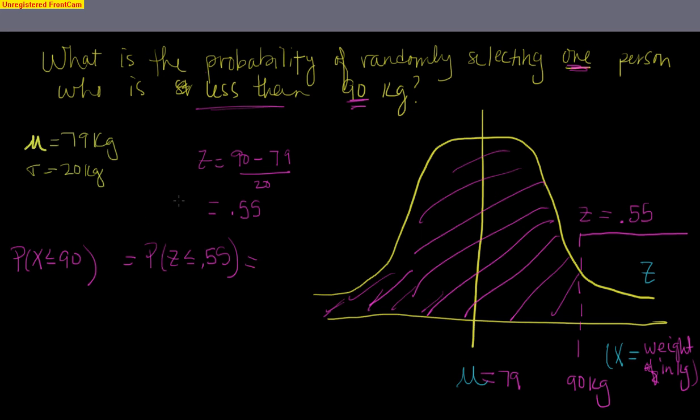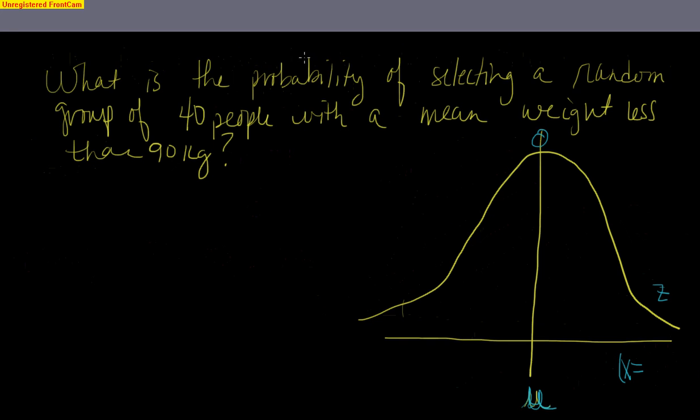That's going to equal, I go to my z table, which I'm not going to pull up now because we did that a lot in the previous video. It equals 0.7088, all right? So the answer to that question is the probability of randomly selecting one person who's less than 90 kilograms is about 71%. Okay, so that's review. All right, well, what happens when our group gets bigger?